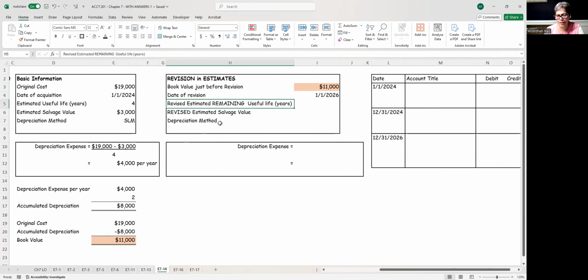Now what I'm saying is at this point of time, I expect the asset to be useful for another 4 years. The original had said 4 years. If 2 years were up, then only 2 years were remaining. But now I'm saying, no, I'm going to have it for a total of 6 years. And then I'm also saying the salvage value will not be 3,000. Since I've extended the life, I'm dropping that to 1,200. I'm still using the straight line method.